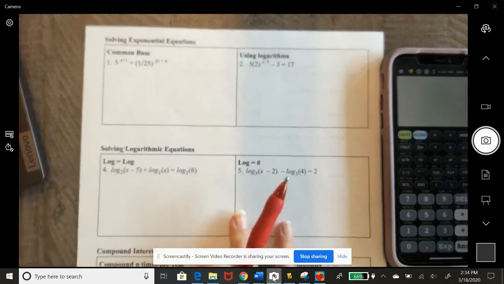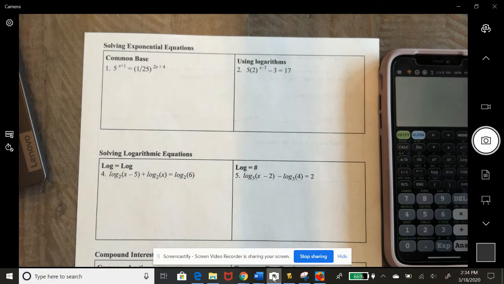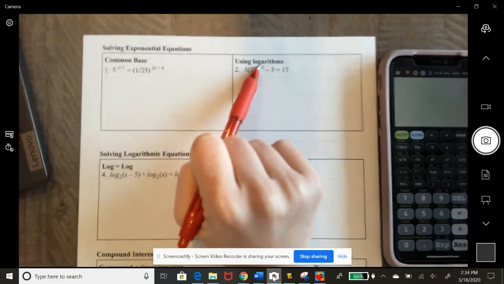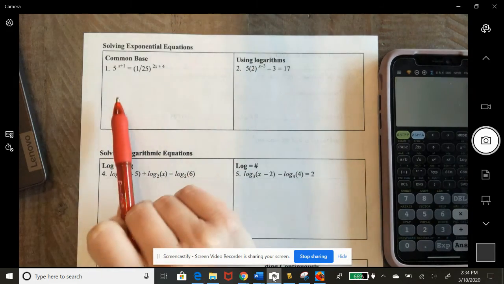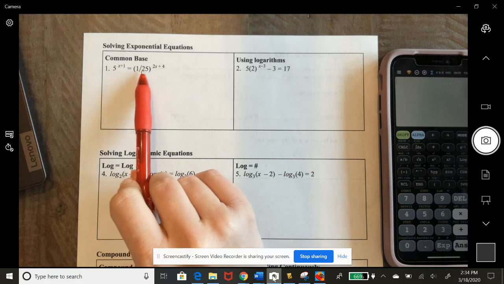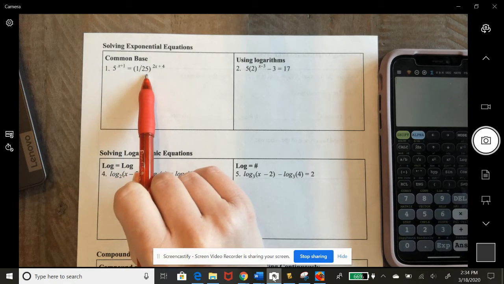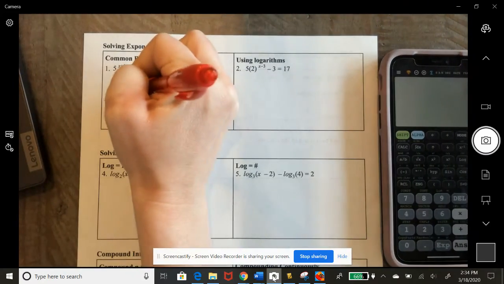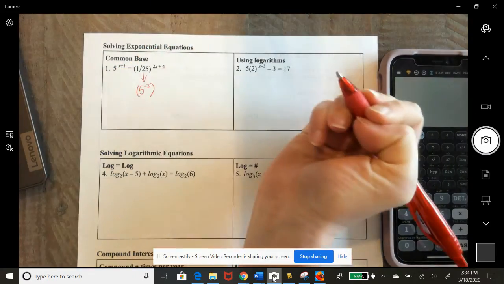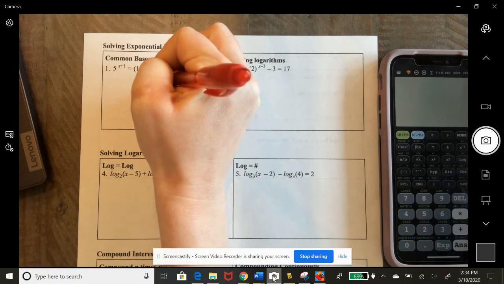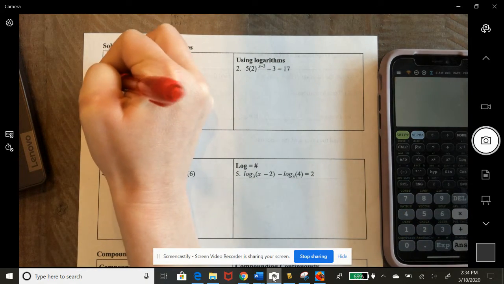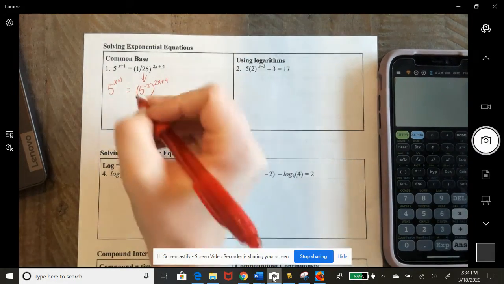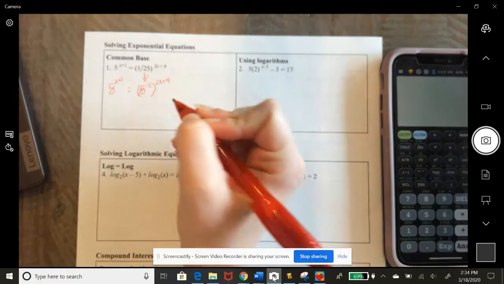The first section I've got is solving exponential equations, and there are two different types. One is where you can get a common base, and one is where you can't, and you're going to have to use logarithms. If you can get a common base, we'll look at both of the bases. This is 5, this is 1 over 25. We can rewrite those with a common base of 5. So this would be 5 to the negative 2. And then you bring down the 2x plus 4 equals 5 to the x plus 1. We'll distribute this exponent, but once they have the same base, we can ignore those.